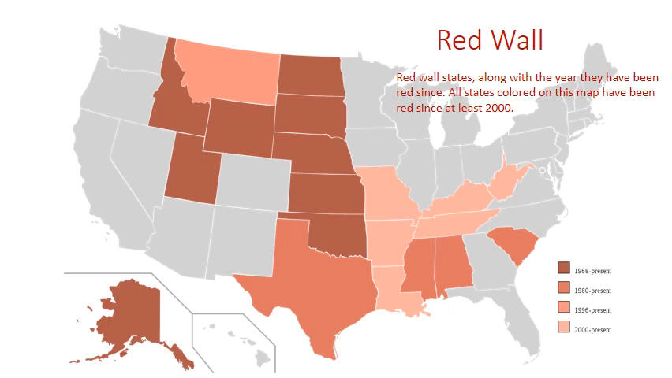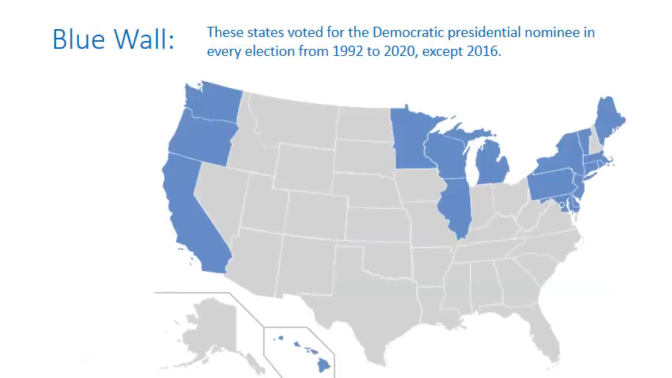It's even harder. Look at some of these states. Oklahoma has voted Republican since 1968. So you'd have to go back almost 60 years to find Oklahoma voting for a Democrat. But there are also blue wall states. California has voted for Democrats since 1992, and so has Oregon and Washington. And so have all of these other states, except for 2016, when some of them voted for Trump.